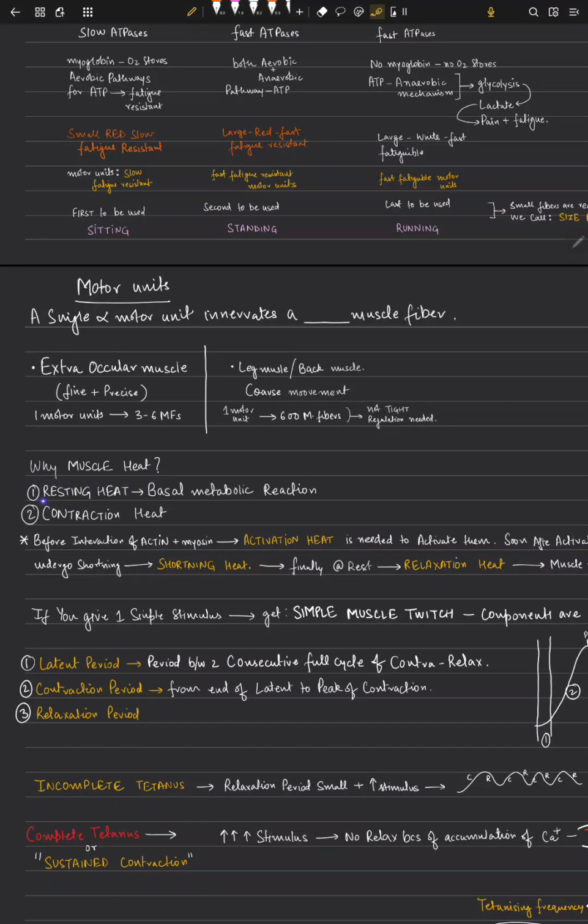Well, there are two types of heat. Resting heat. This is basal metabolic reaction, BMR. If your BMR is high, your resting heat will be high. You will not be able to gain a lot of weight. What about contraction heat? This is the heat generated when your muscle contracts, when cross bridge formation is happening on your actin and myosin.